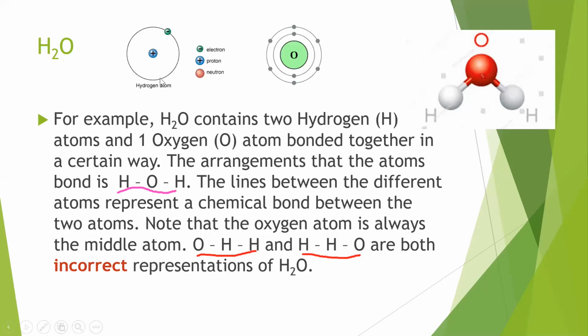A hydrogen atom only has one electron to donate, so it can only form at most one bond. But an oxygen atom can donate 1, 2, 3, 4, 5, 6. It can make up to 6 bonds. So oxygen is going to be in the middle, and the hydrogens are going to be at the ends, like this molecule.